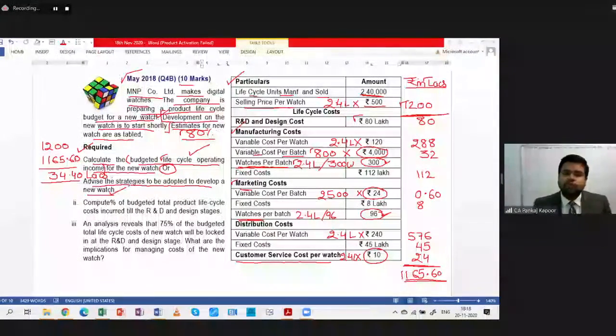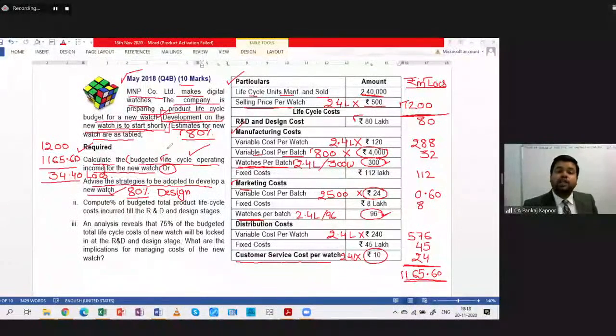Okay. Now, firstly, I tell you what was quoted in the suggested answer. The suggested answer simply quoted that 80% of the cost is usually committed when we design the product, and it was mentioned in the question that the development of the new watch is to start shortly. It means the design is going to be finalized shortly. Hence, by focusing on the design, we can impact, not save, we can impact the 80% of the cost.